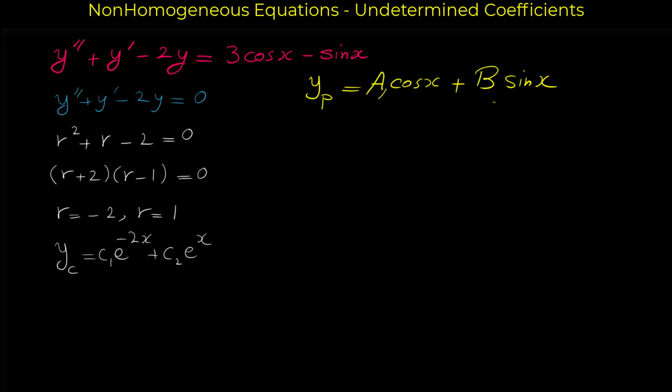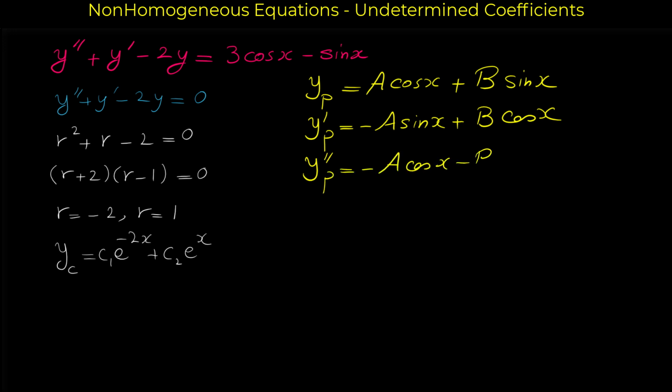But now we have to try to find a and b. We have two unknowns. For finding these two unknowns, again we have to find y prime and y double prime. Derivative of y is, derivative of cosine is negative sine, so negative a sine x, and derivative of sine is cosine, plus b cosine x. Y double prime is negative a cosine x minus b sine x.